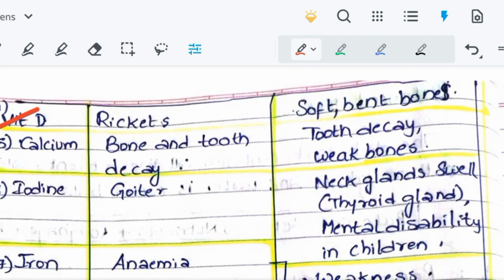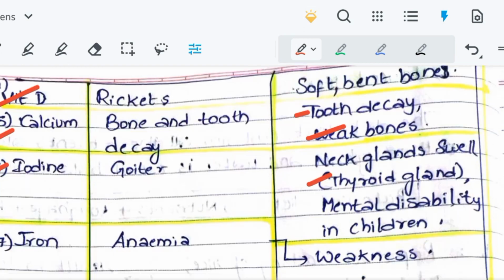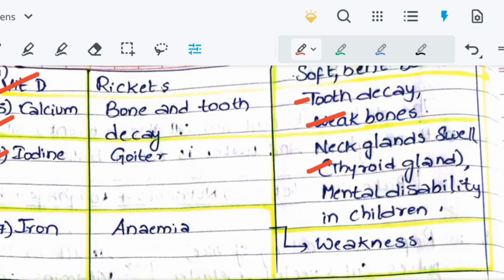Now, let's talk about vitamin D. The deficiency of vitamin D results in rickets, where the bones become soft and they even bend. Calcium deficiency results in tooth decay and weak bones because it's very important for health of bone and teeth. Iodine deficiency results in goiter, where a gland called thyroid gland in the neck becomes swollen. And it also results in mental disability in children.